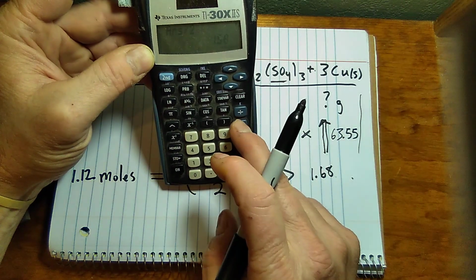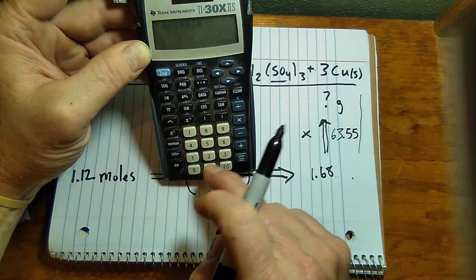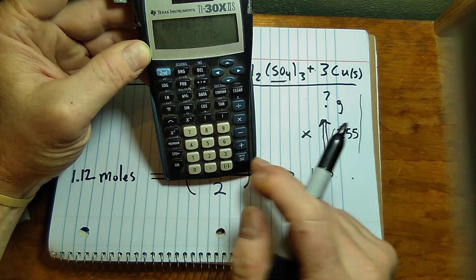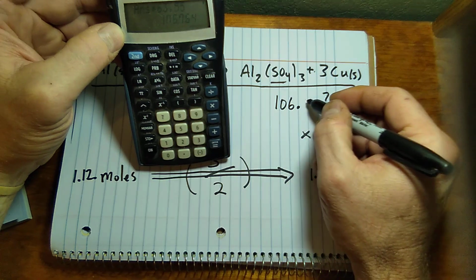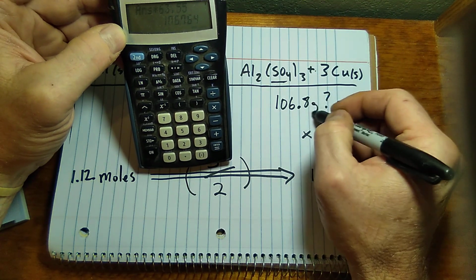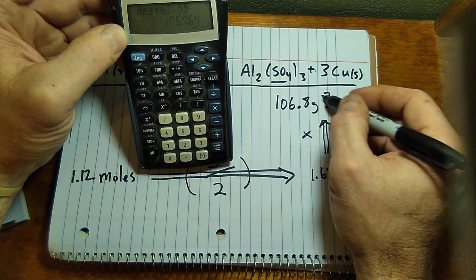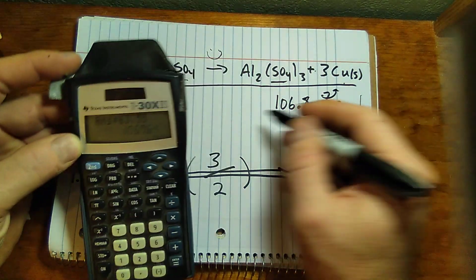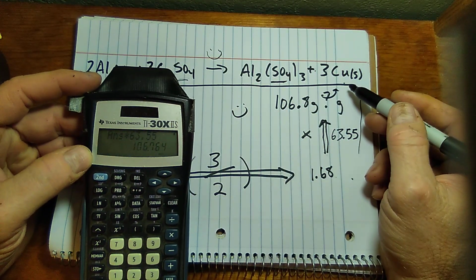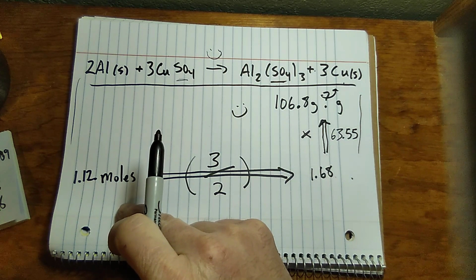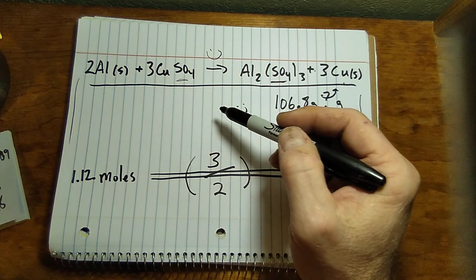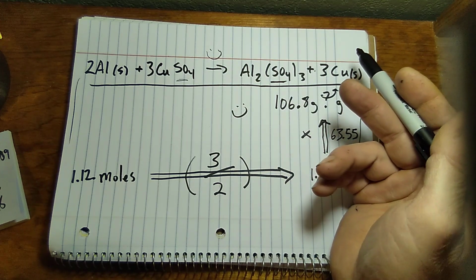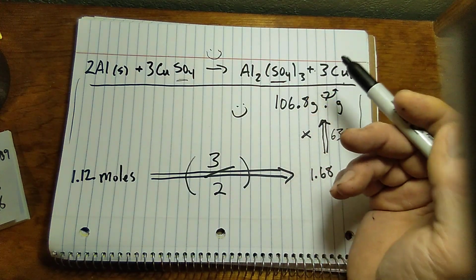And then we're going to multiply that by the 63.55. And we get 106 point, let's say, 8 grams. It should be right underneath this, because that's what it represents. It represents the copper, how much we make from 1.12 moles of aluminum. This is, again, how we do problems involving stoichiometry using the map method.